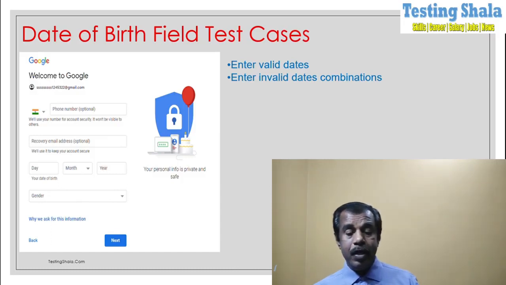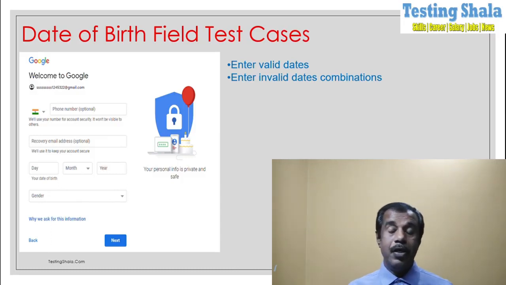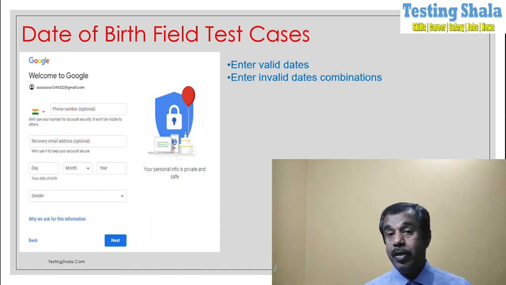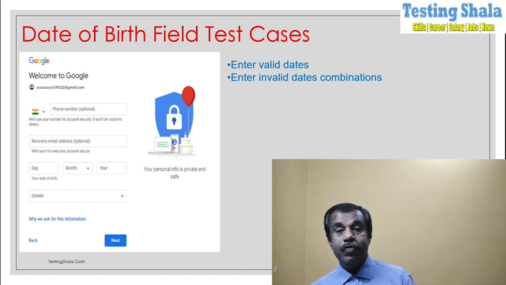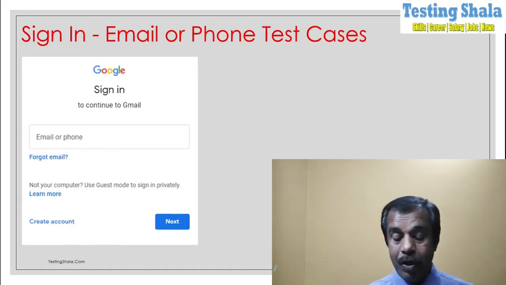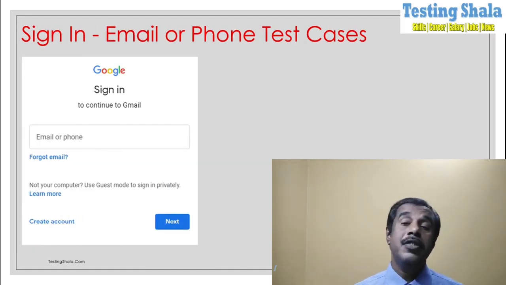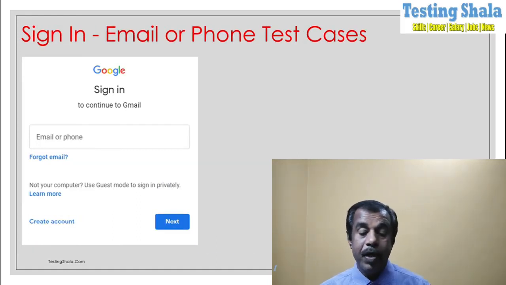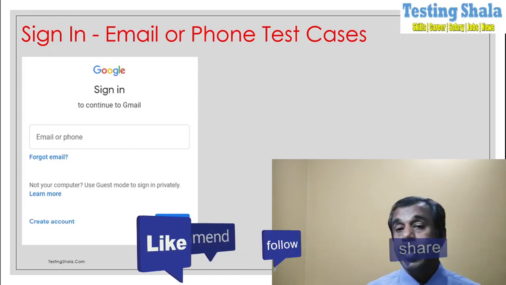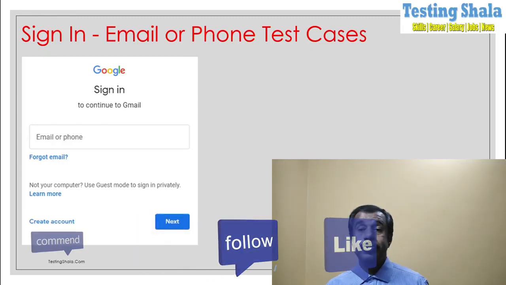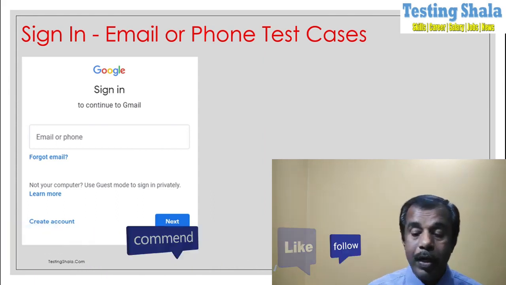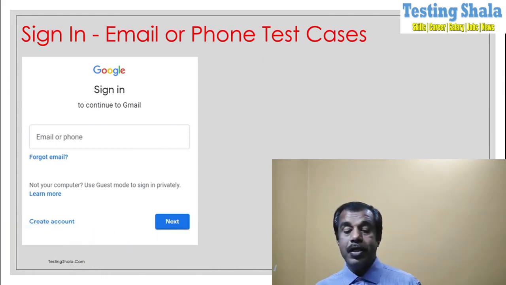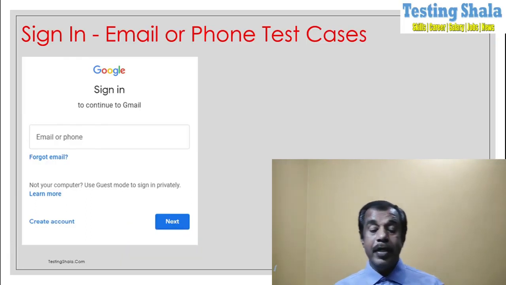After entering all the information, you entered first name, last name, then your password and username, then you came here, entered your phone number and date of birth. Then when you click on the next button, your account will get created. Once your account has been created, it is time to sign in with that account. So we will check certain test cases for how the sign in will work.